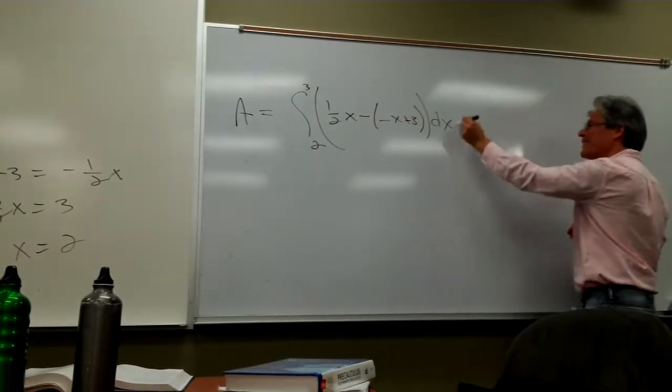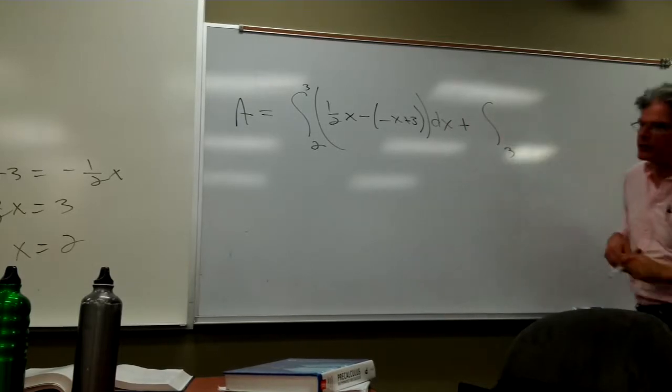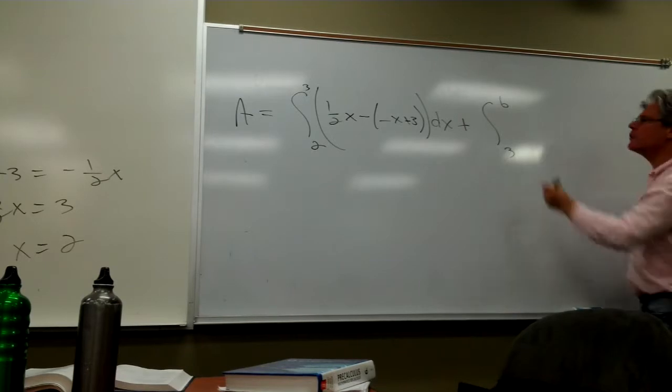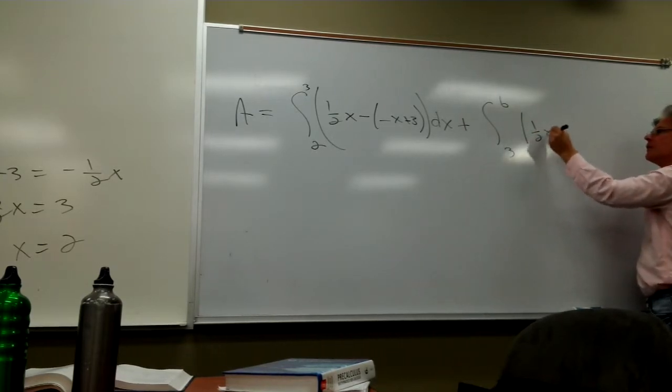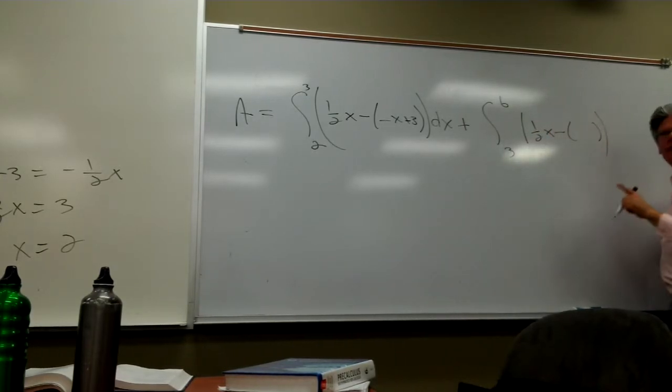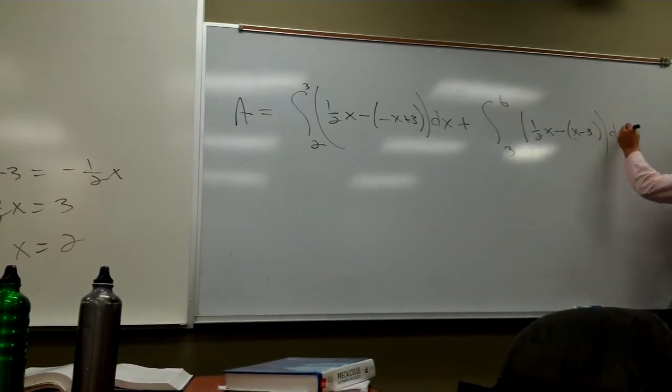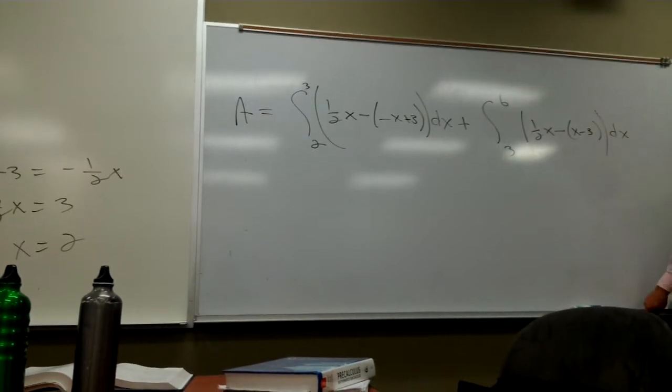And then I'll add to this the integral that ranges from 3 up to 2. Now the top curve is still my red one, isn't it? But my bottom curve is described in terms of x values as x minus 3, in terms of the x values for lines. What do you think?